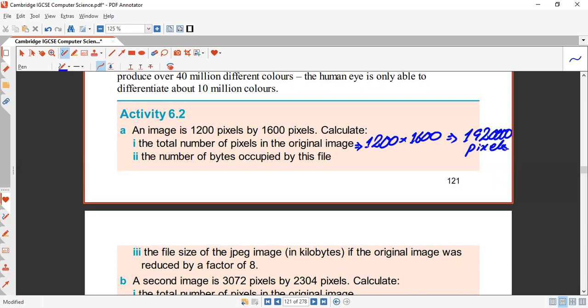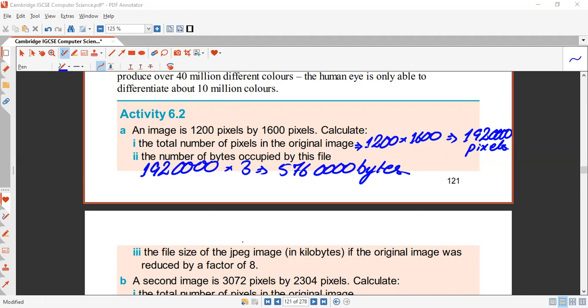Now they are asking for the number of bytes occupied by this file. Always remember that if it's a colored image, it will get 3 bytes for a single pixel. The reason is one for red, one for green, and one for blue, as we have 3 basic colors R, G, and B. So you just need to multiply 192 and 4 zeros by 3, and you will get the final answer. That will be 576 and 4 zeros bytes.